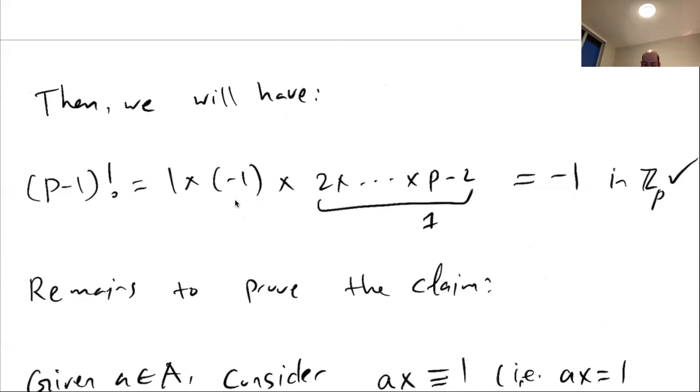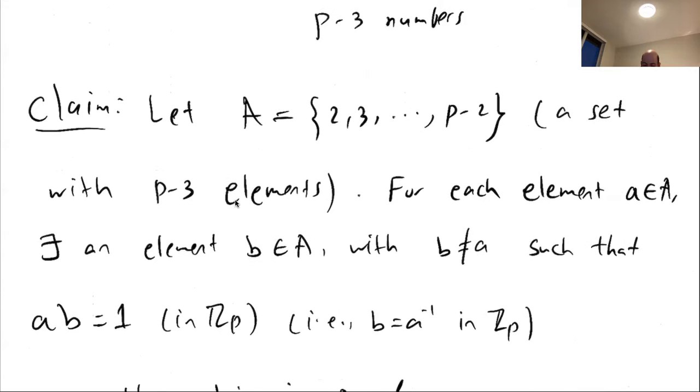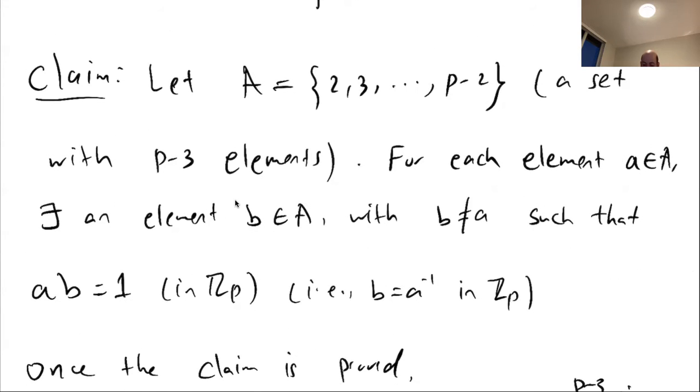So let's look at the claim. I'm proving the claim right now. The claim says for each element A in A, there exists an element B in A, that B is not equal to A and B is inverse of A. So there are a few things mentioned in the claim that have to be proved. First of all, it says that any element A has an inverse B. So this one we proved, that every element A in A has an inverse B.